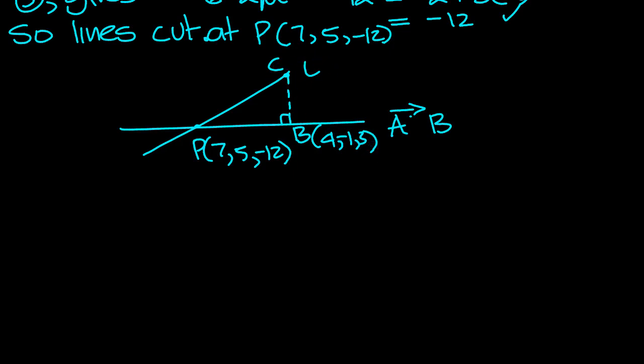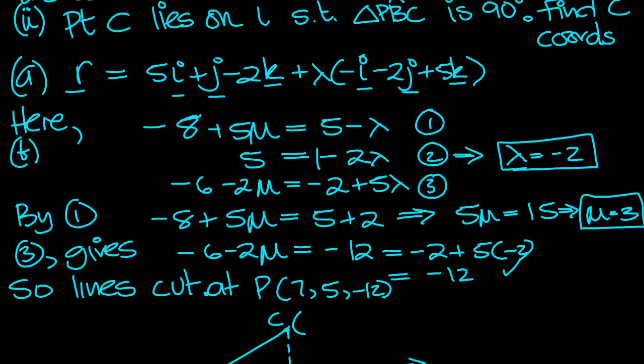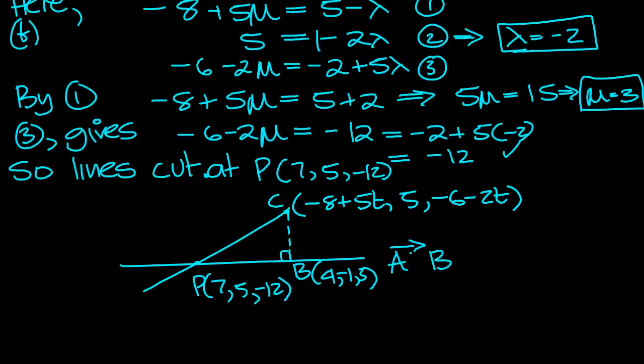And then C has coordinates. Let's put the coordinates of C in. We can write them in terms of a parameter, since C is on the line L. L is the line with the mu in, so it's these components here, and I'm going to put a parameter t. So it's minus 8 plus 5t, 5, and minus 6 minus 2t. I just put the x, y and z in here as the coordinates for a particular parameter value t, and that will be the point C.